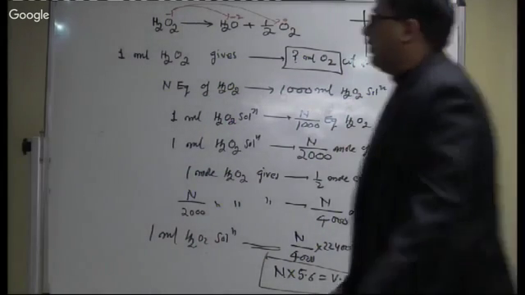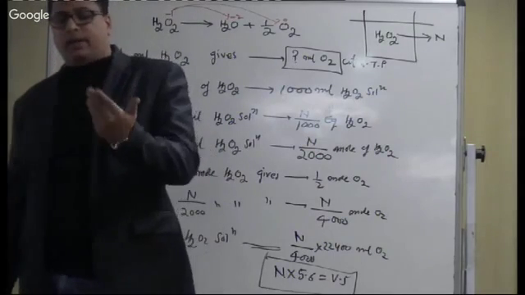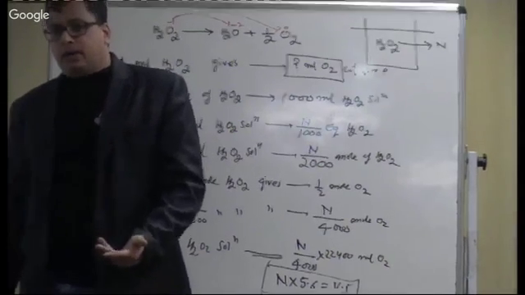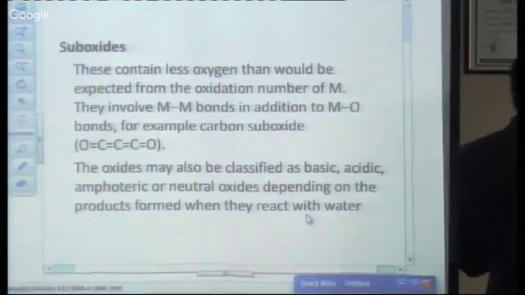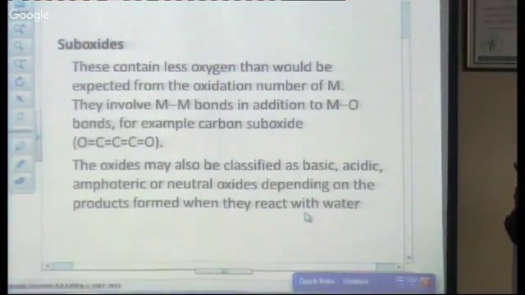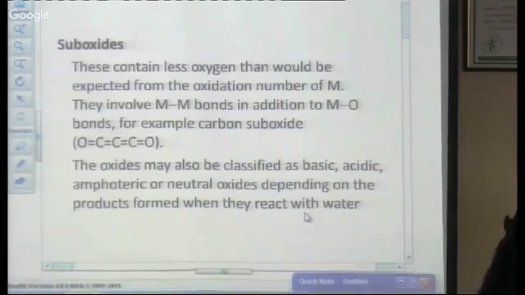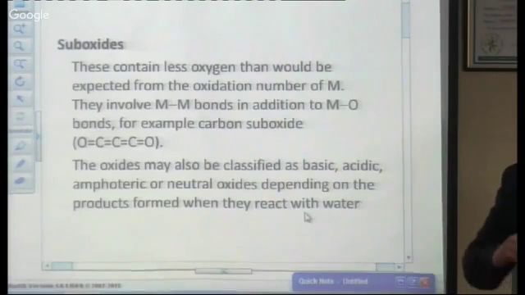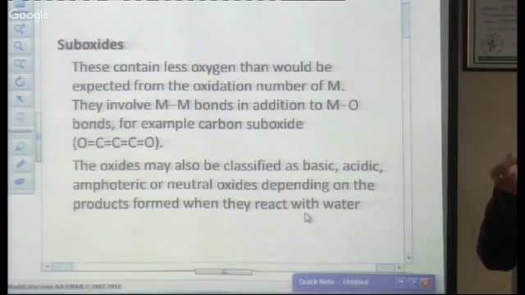Okay, this is the third type of oxide, which is known as suboxide. In the suboxide, the quantity of metal or element is higher. In general, the oxides which we have read so far are oxide, peroxide, superoxide, right? If I am saying oxide, that means normal oxygen. Peroxide means oxygen is higher. Superoxide means oxygen is higher than peroxide. Suboxide means oxygen is less than normal oxides.